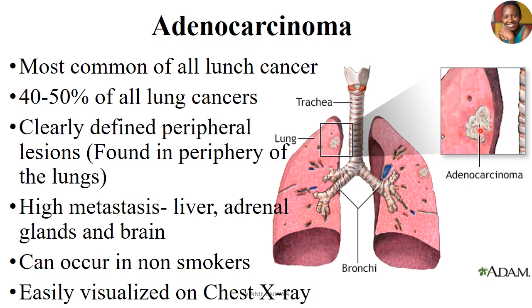So if you look at the location, the adenocarcinoma has some clearly defined peripheral lesions, but they're also found around the peripheries. It can occur even in non-smokers, so that is people like passive smokers, and it can easily be visualized under a chest X-ray. You can easily discover it and be able to locate where it is in the chest under an X-ray.